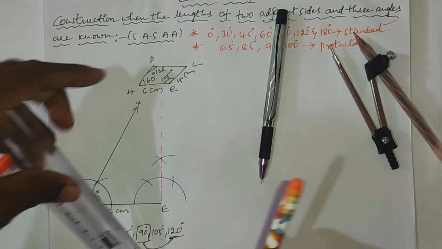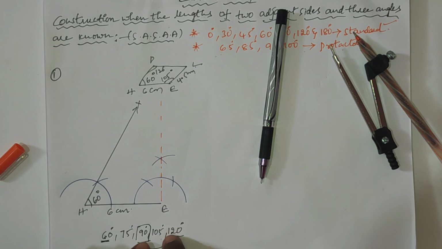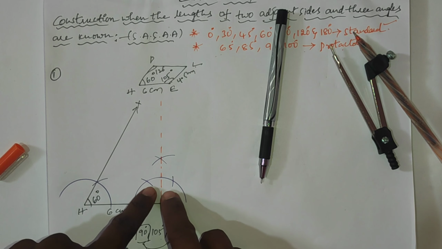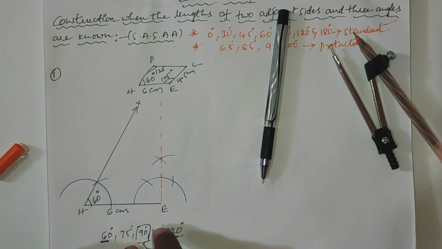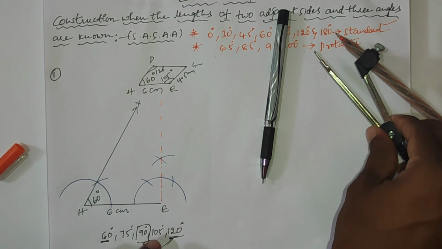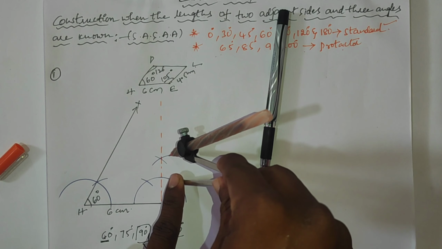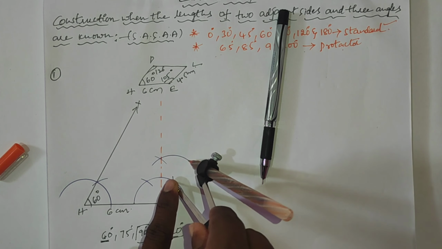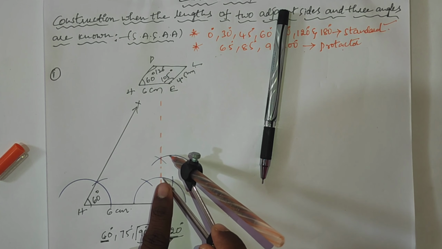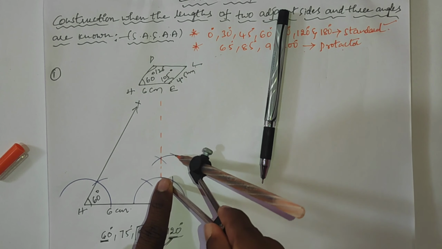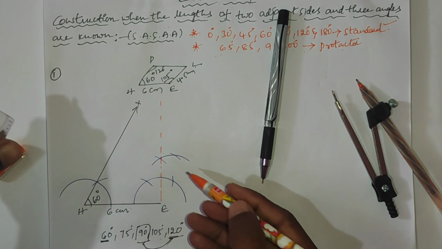This is 90. But what do we require here? We require 105. Between 90 and 120, what lies? 105 degrees, right? So taking 120 as a center, drawing an arc, and taking 90 as a center, cutting that arc, we got an intersecting point.